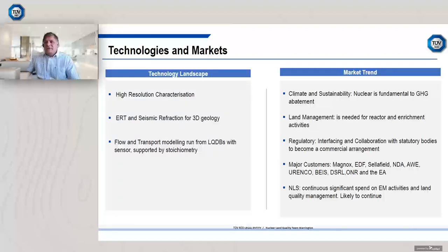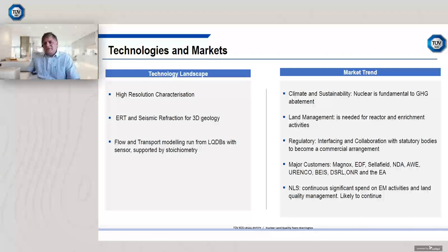Land management is needed for reactor and enrichment activities. There is a demand for that. In terms of market trends, I see that interfacing and collaboration with statutory bodies is becoming a commercial arrangement. If the regulators are taking a lot of time to come back to you, we could go back to them and propose a different arrangement to create a more responsive architecture.